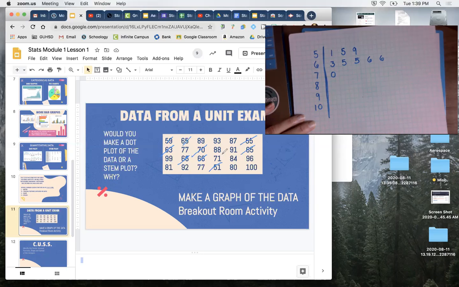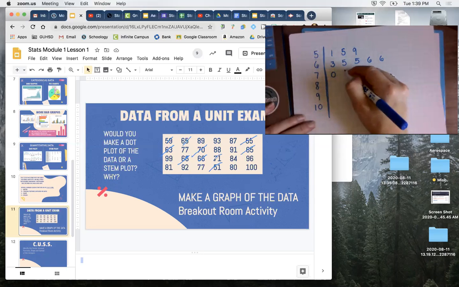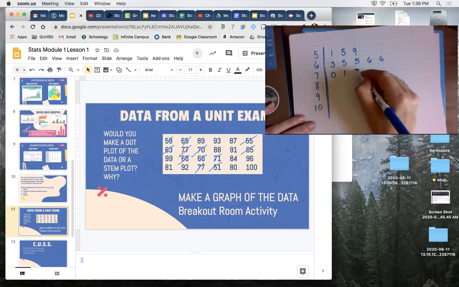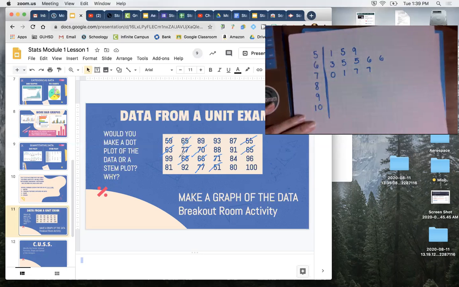And then I do have a 71 right there. Thank goodness I saw that, a 71. And now I have my two 77s. So I'm going to add two 7s here, a 7 and a 7. Okay, so then I move on to my 80s.